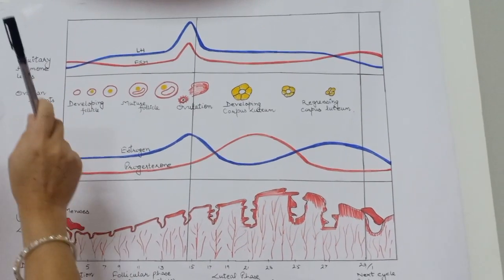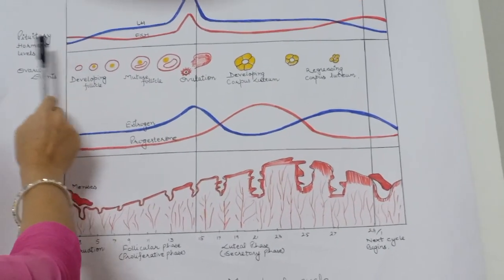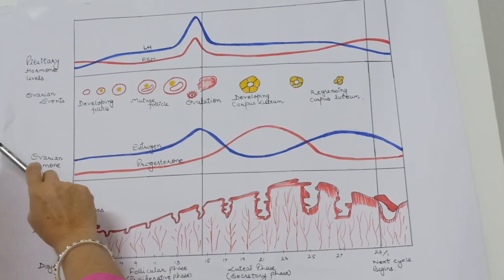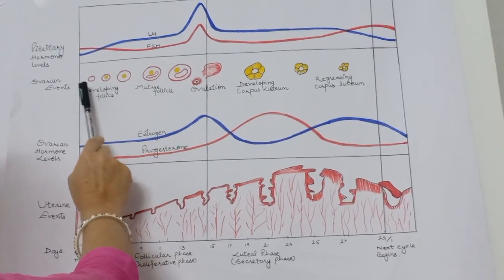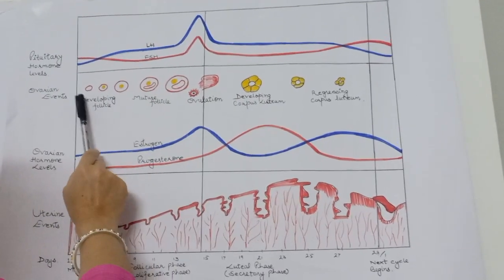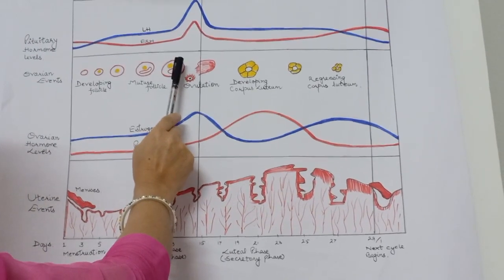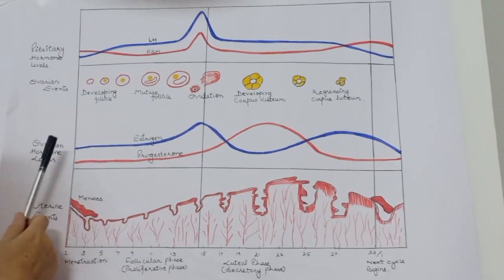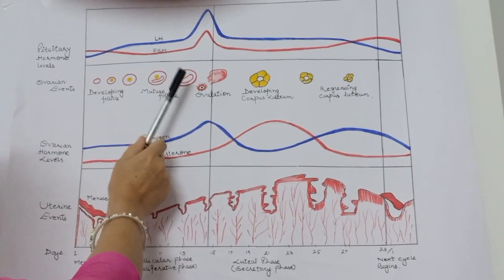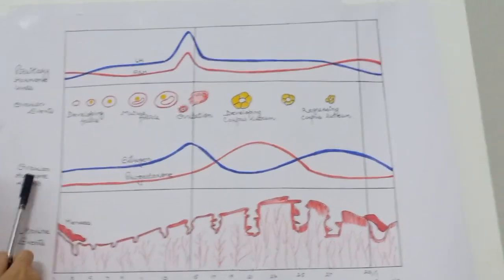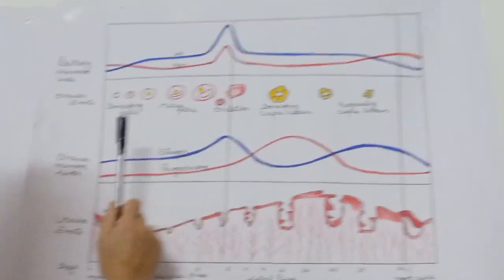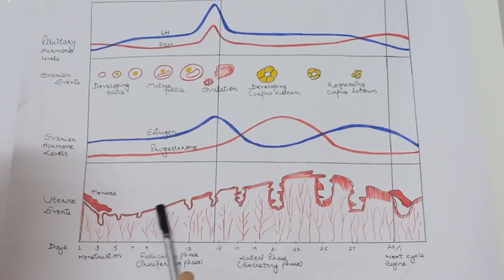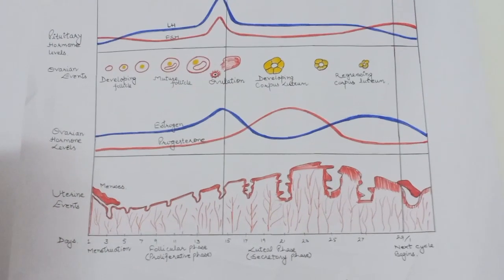Now these changes in the follicles and in the thickness of the uterus lining are under the influence of two hormones from the pituitary gland. These two hormones are known as luteinizing hormone and follicle stimulating hormone. Follicle stimulating hormone causes the maturation of the primary follicle to the Graafian follicle. The Graafian follicle also releases another hormone, known as an ovarian hormone, and this hormone is estrogen. Estrogen causes the increase in the thickness of the uterus lining, that is, the endometrium.